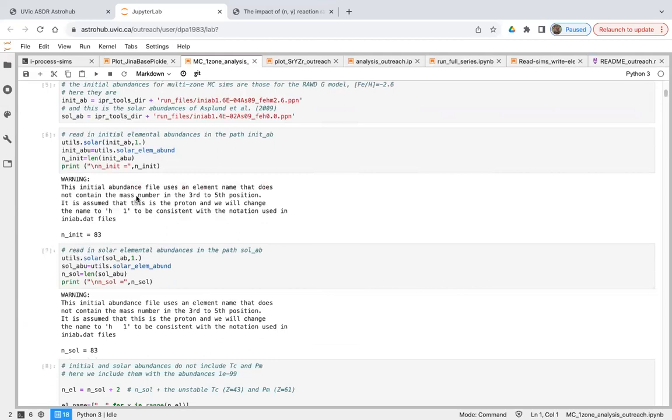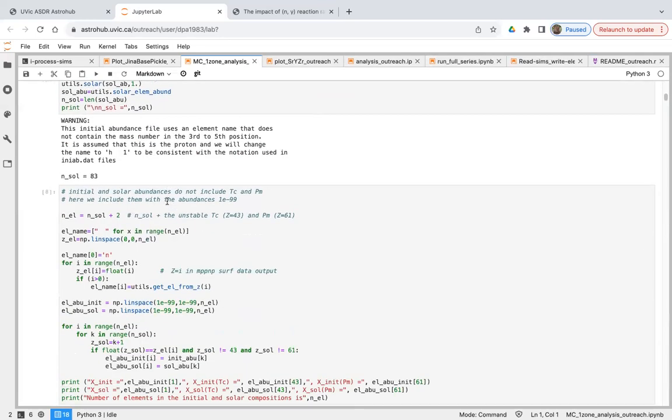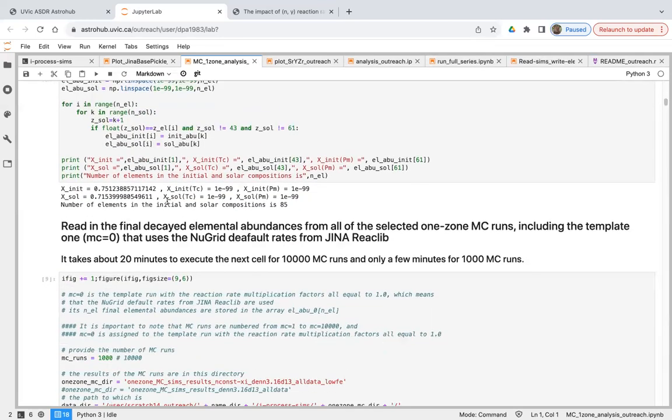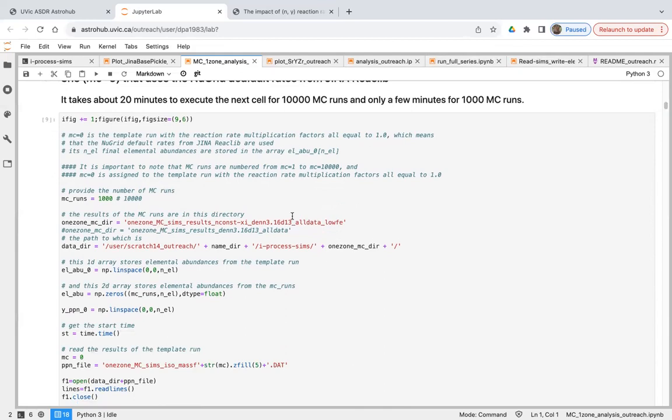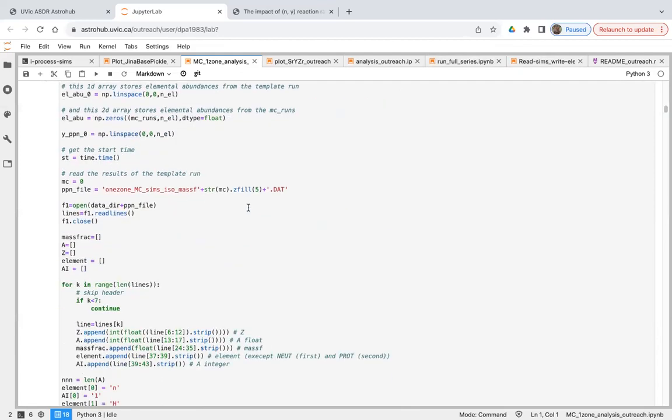So now some cells just read the solar chemical composition, and this cell reads results from the directory that contains results of Monte Carlo simulations. Check that you use the right name here again. This is neutron density 3.1e13, low iron. But of course, you can use a different name. It's up to you. This is just my choice of the name.